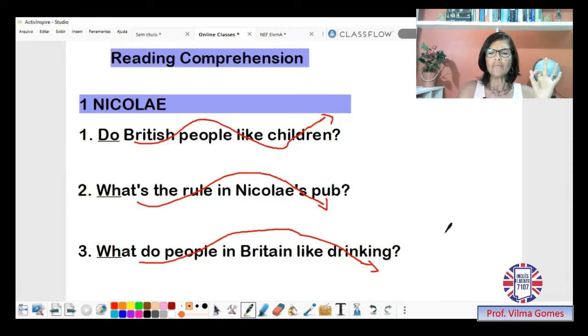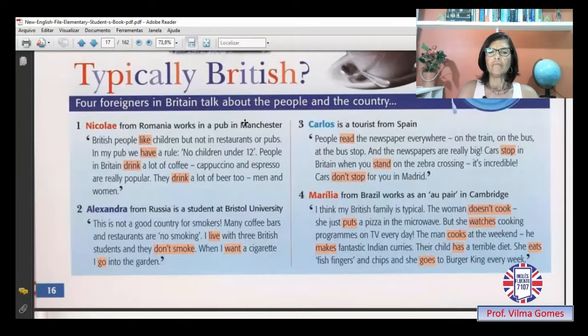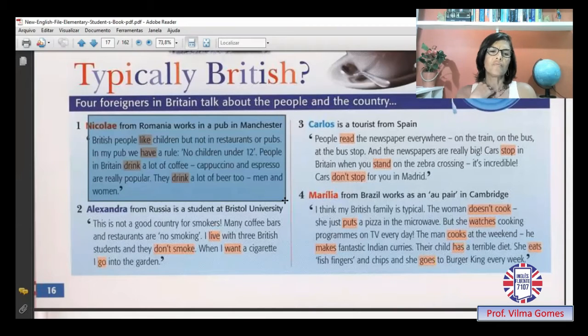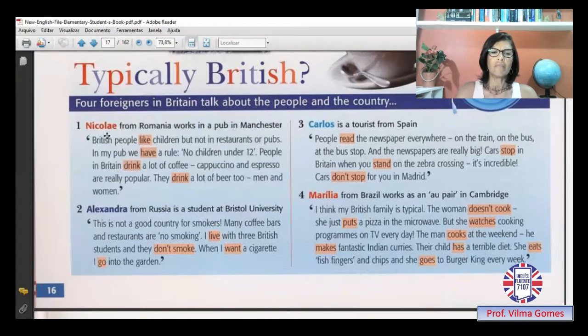Vamos dar uma olhadinha? Rapidinho. Vamos voltar no texto? The new share. Vamos lá. 3 questions. Do British people like children? Yes or no question? Yes, they do. Very good. Okay.